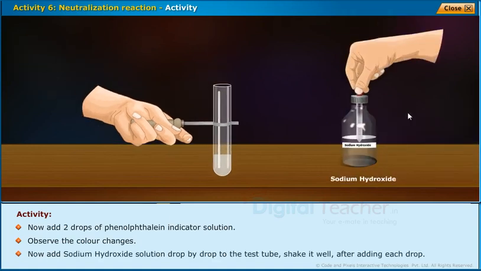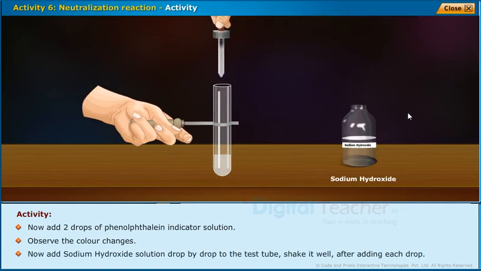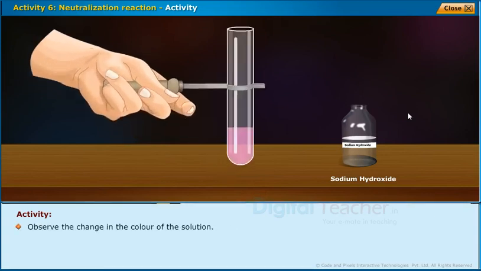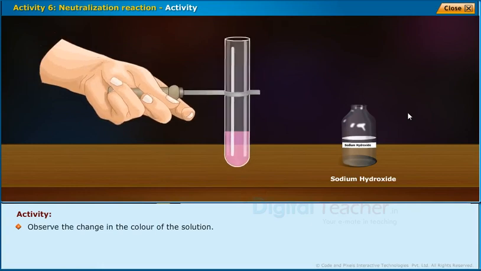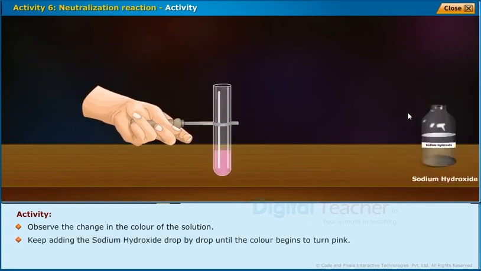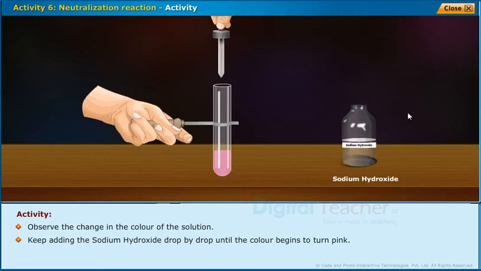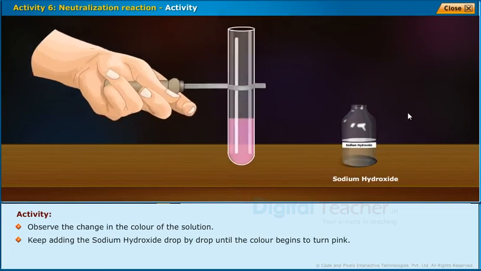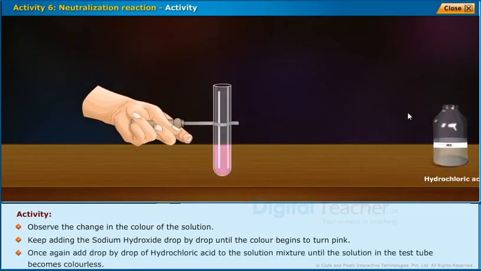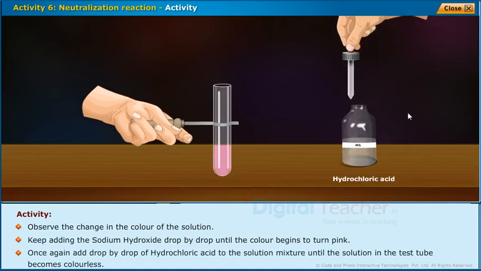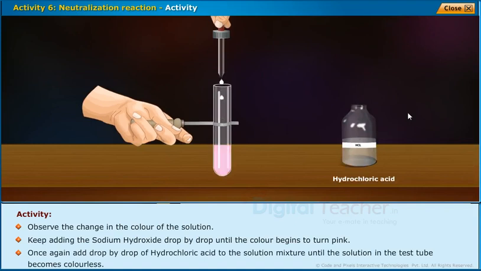Now add sodium hydroxide solution drop by drop to the test tube. Shake it well after adding each drop. Observe the change in the color of the solution. Keep adding the sodium hydroxide drop by drop until the color begins to turn pink. Once again, add drop by drop hydrochloric acid to the solution mixture until the solution in the test tube becomes colorless.